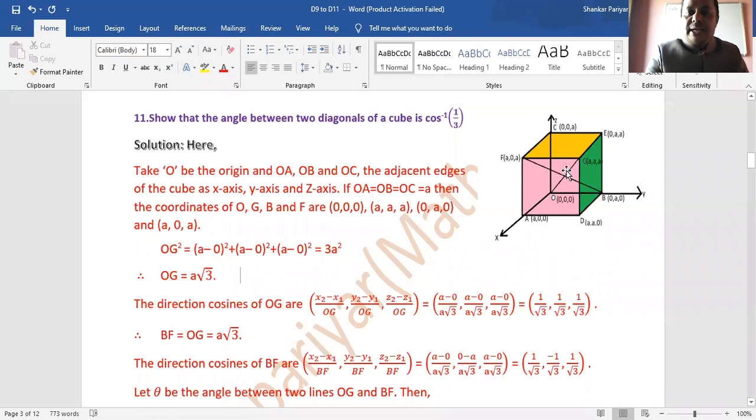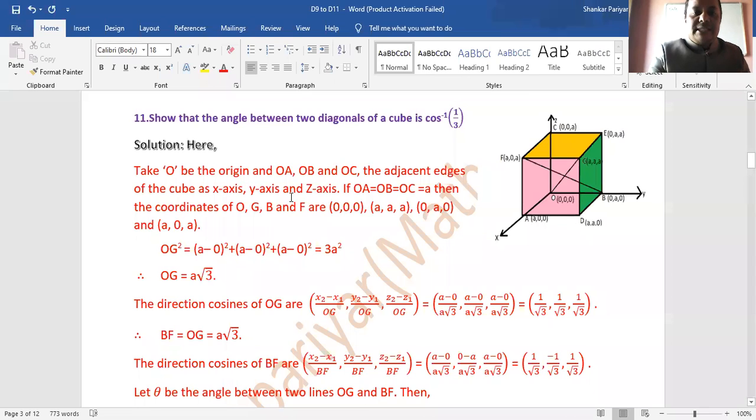So to get the coordinate of G, first of all you have to move from the origin. OA is a unit, AD also a unit, DG is also a unit. Therefore, the coordinate of G goes to a, a, a, because from the origin this is a unit, A to D is a unit, D to G is also a unit.